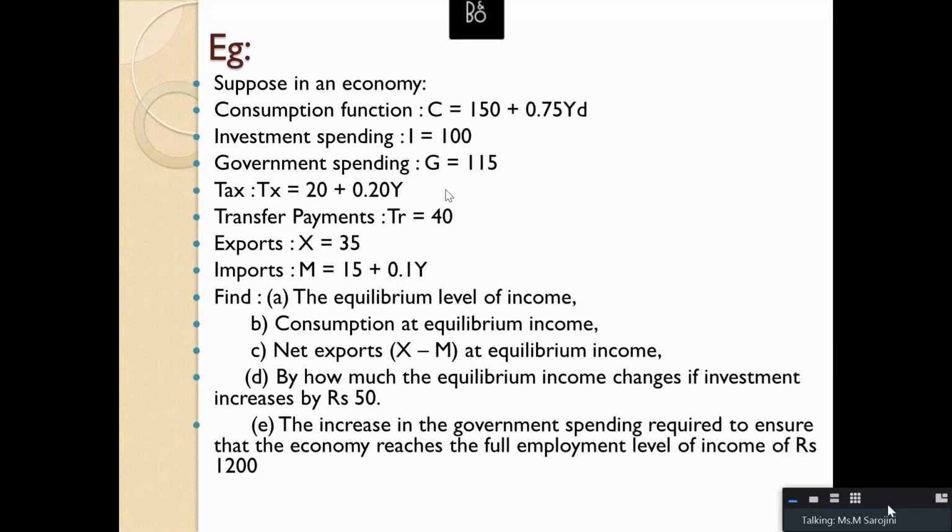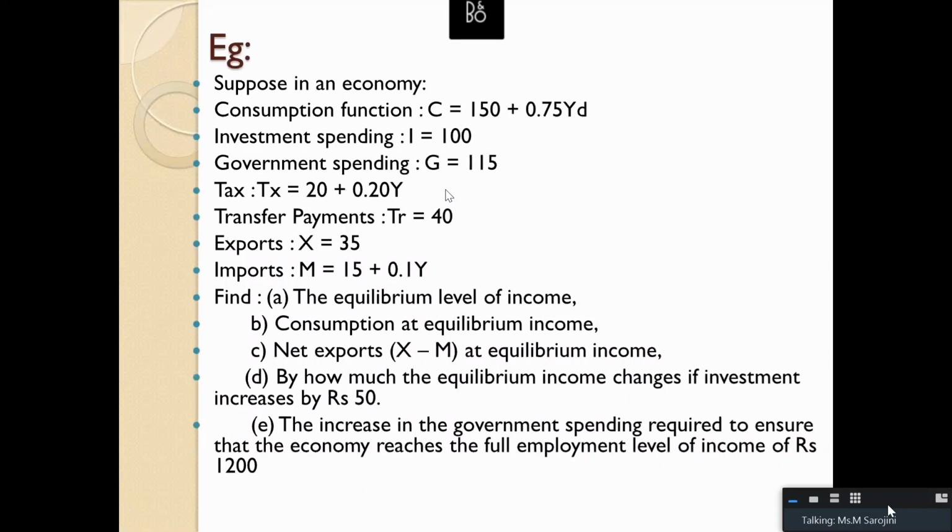Imports, M, is equal to 15 plus 0.1Y, that's also given as a function. Here you are requested to find the equilibrium level of income, consumption at equilibrium income, and net exports at the equilibrium level of income. Here net export is equal to X minus M, right? By how much does the equilibrium income change if investment increases by rupees 50, or 50 million rupees?